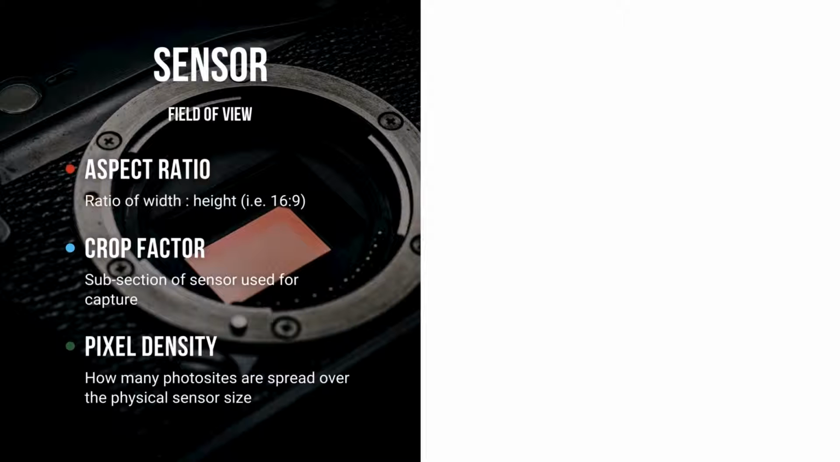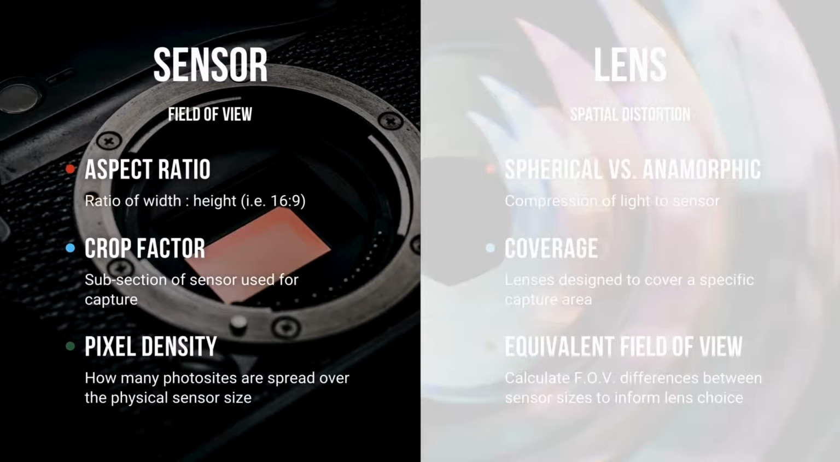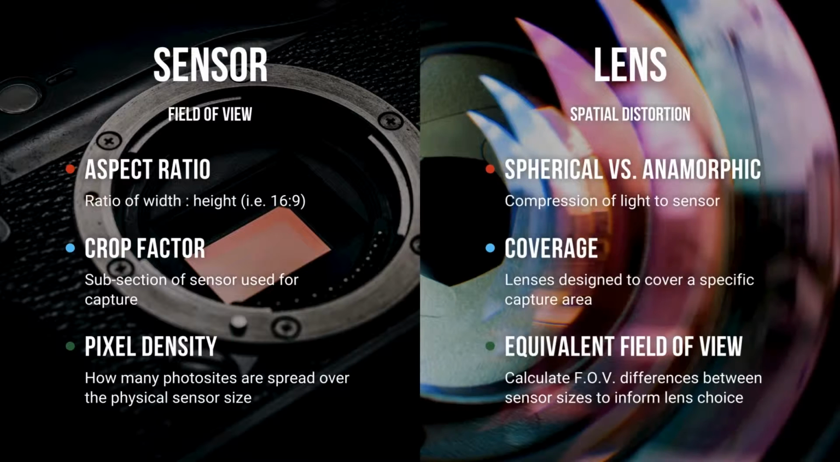And then you have the crop factor, which is what you saw in that previous image, which is actually the subsection of the sensor that you use for capture. And what you want to do basically is choose your lenses so that you can control how space is distorted to get into that field of view, right?